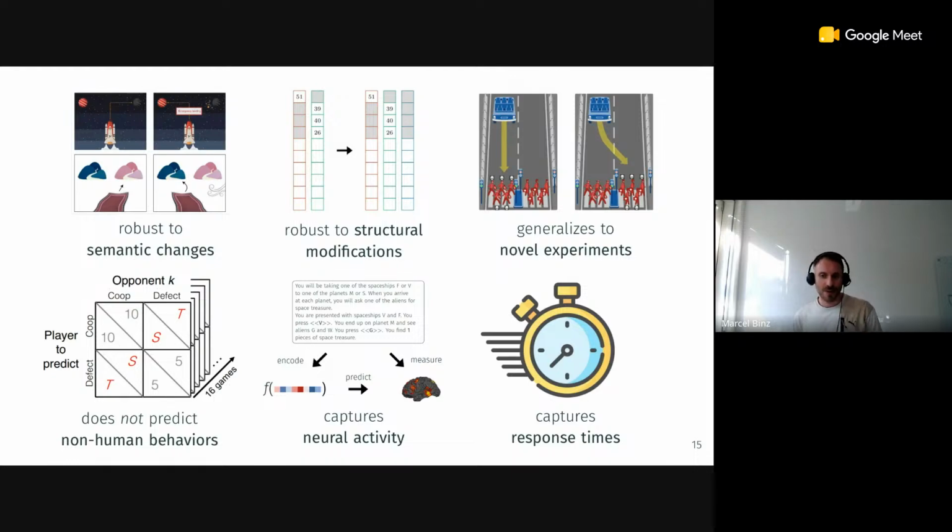But really, taken together, all of these analyses cement Centaur's status as the first foundation model of human cognition, right? It's a model trained on broad data at scale that can be adapted to a wide range of downstream tasks. And that's really the definition of a foundation model.